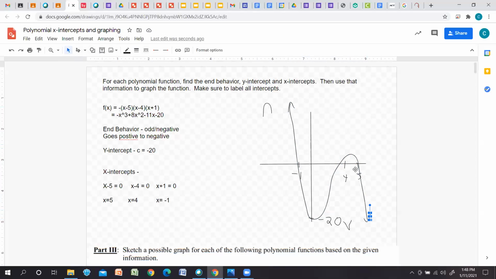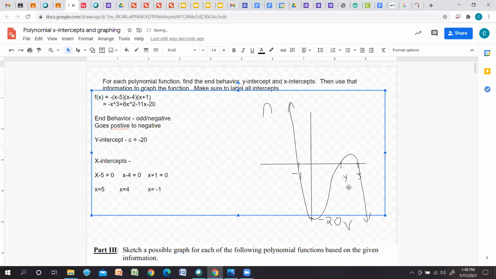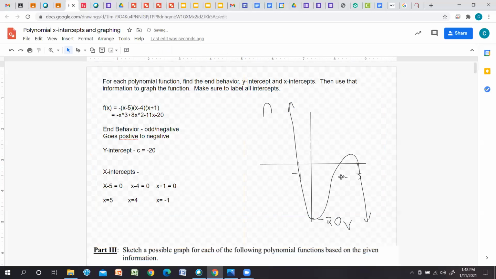I'm actually going to, instead of fixing my graph, try to move these points over. All right, move over, maybe rewrite this 4 here. But you get the idea. It goes through each of the intercepts once, and you can do a rough sketch of the polynomial.